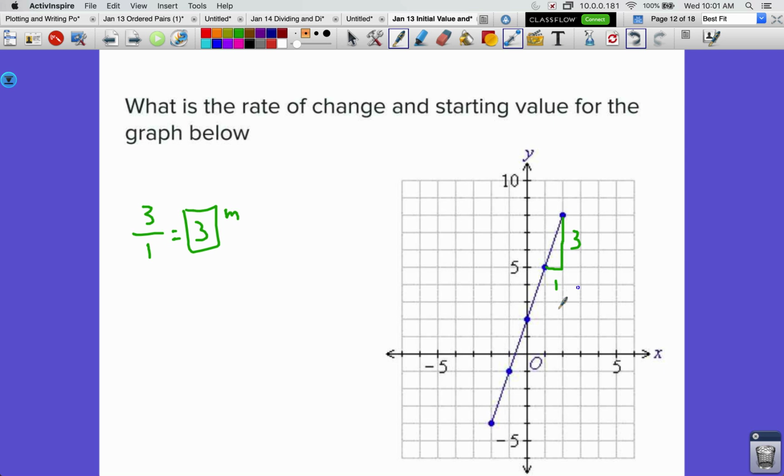And then for starting value of a graph, you see where it crosses the y-axis. This line crosses the y-axis at 2. So that's my b value. And again, let's keep practicing plugging this into y equals mx plus b. The equation of this line would be y equals 3x plus 2.